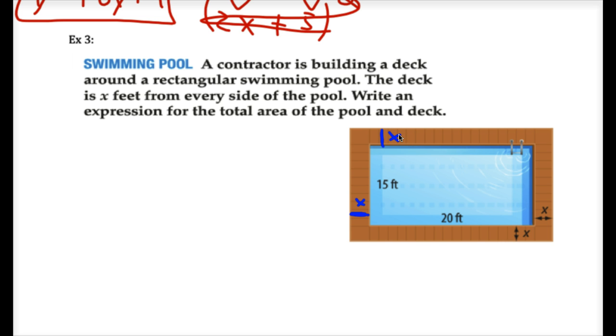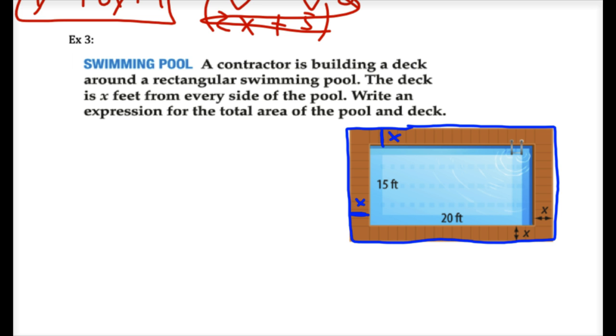Write an expression for the total area of the pool and the deck. So we want the area of the huge rectangle, pool and deck. We want the area of that big rectangle. Somebody explain to us, how do we find the area of a rectangle? Length times width.